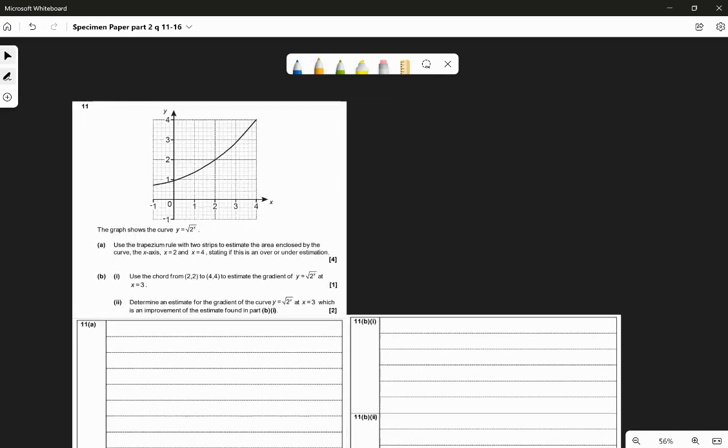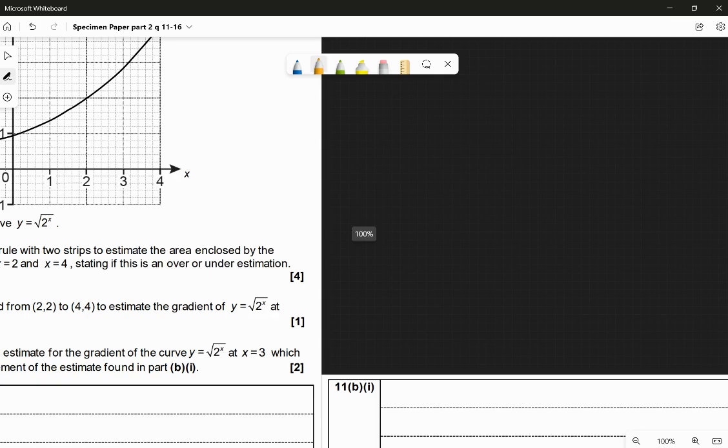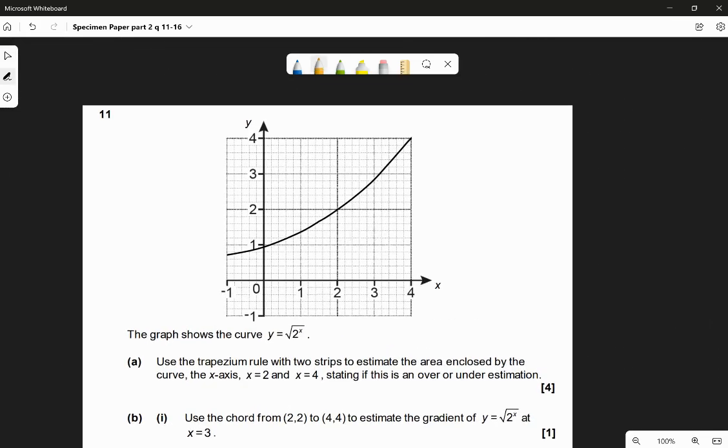Question 11. Here we have a graph of a function which is y equals the square root of 2 to the power of x. Part A says use the trapezium rule with two strips to estimate the area enclosed by the curve, the x-axis, x equals 2 and x equals 4.